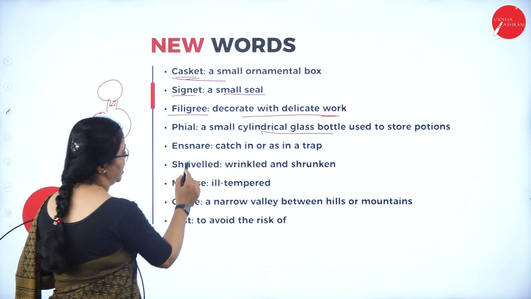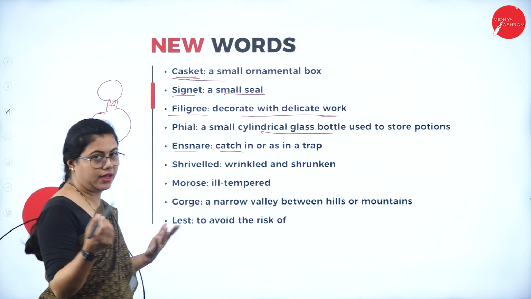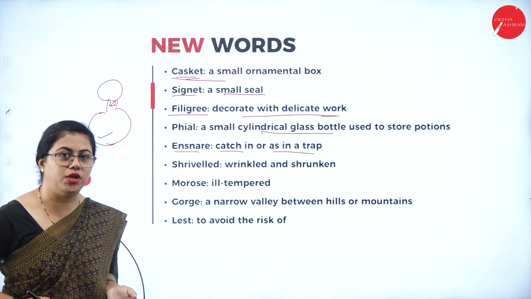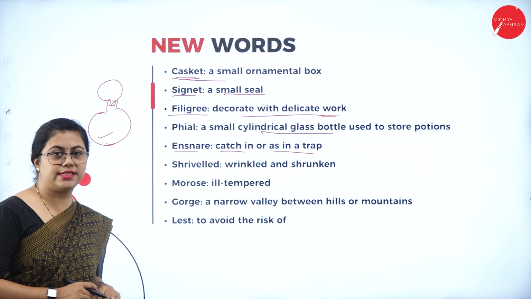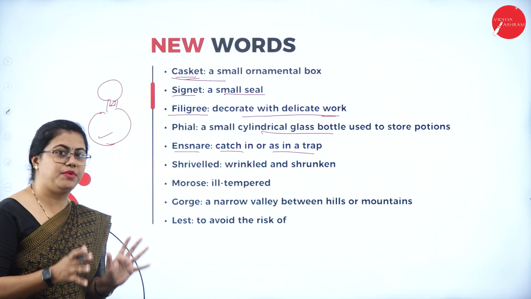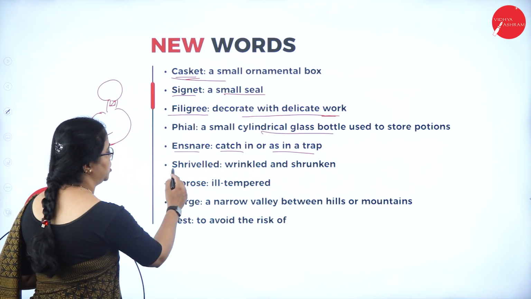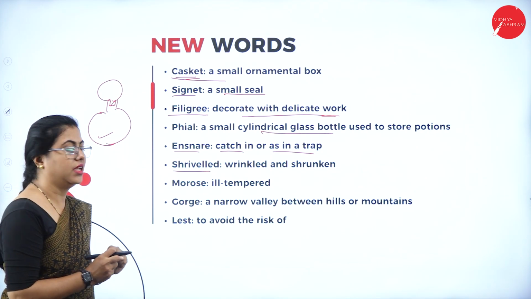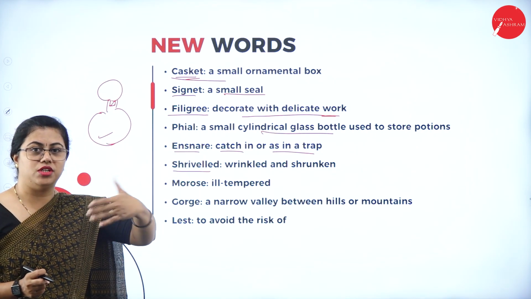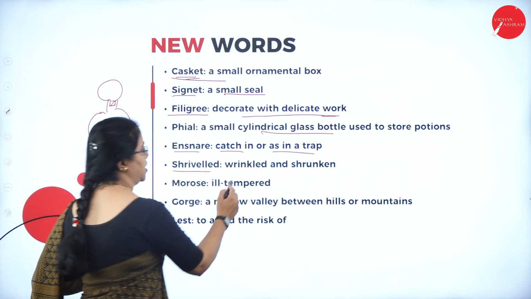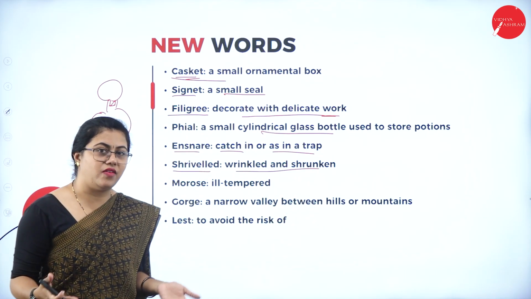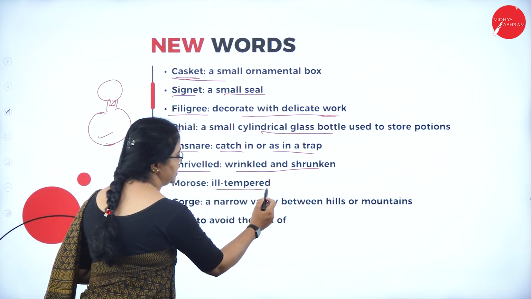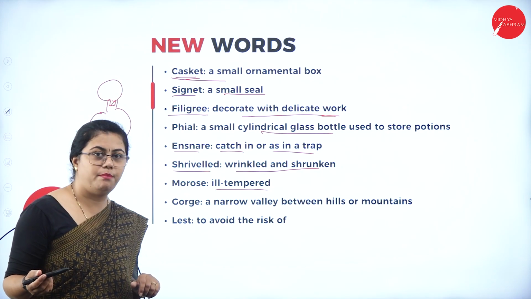Then we have ensnare. Ensnare is to catch, or maybe like in a trap. That is the man who was trapped by her beauty. There she uses this word ensnare. Ensnare means to keep him, to captivate somebody. Fine. Then shriveled. Shriveled is very shrunken or very weak, very dried kind of thing. So here that lady falls down shriveled, isn't it? That means she is wrinkled, and shrunken means she doesn't have any life, she just falls like that, is what she talks about here. Then morose, it is ill-tempered, meaning a person who is not at all patient.